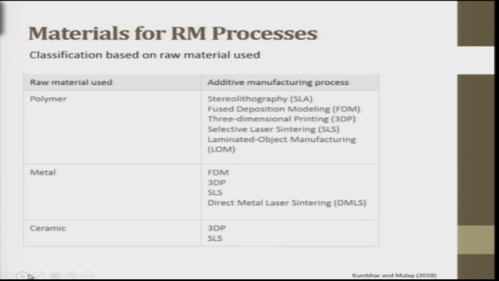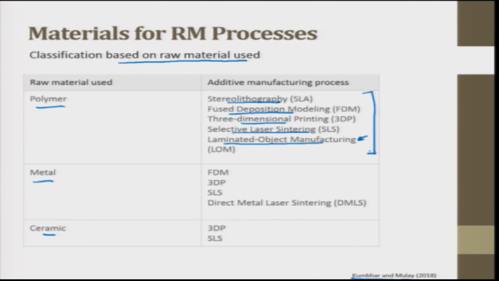This is put in a chart taken from a study by Kumbar and Mule. The classification based on raw material used: polymer, metal and ceramic. Polymers are used in these processes: stereolithography, fused deposition modeling, three-dimensional printing, selective laser sintering and laminated object manufacturing. The papers and the polymer sheets are used in this process. So different processes use different kinds of polymers in this way.